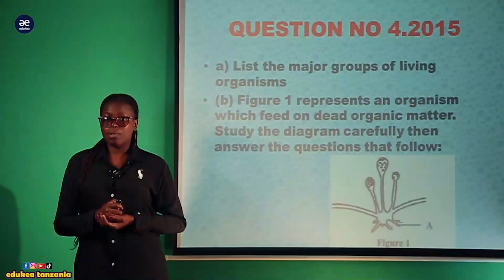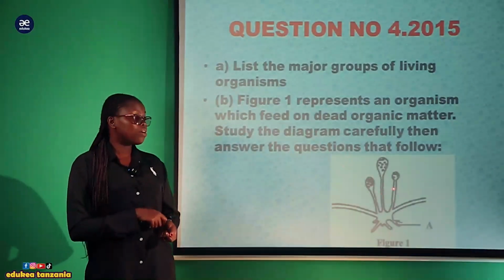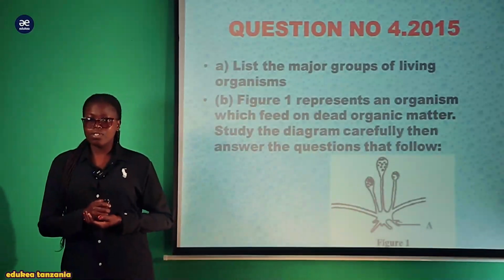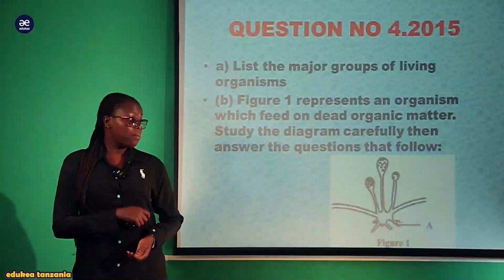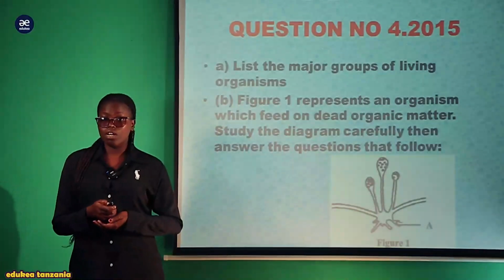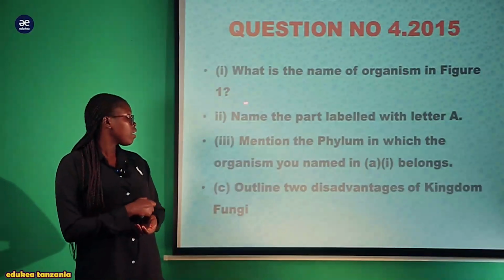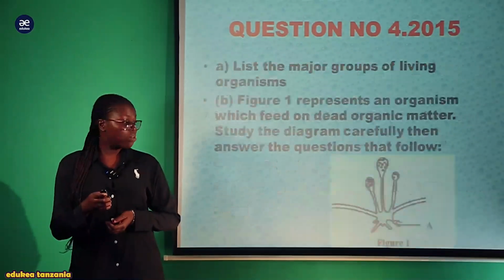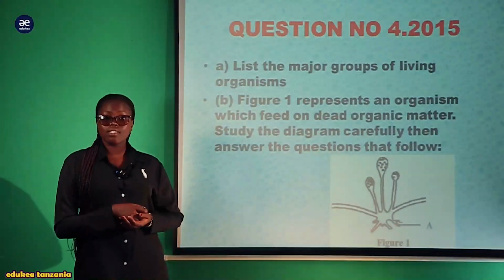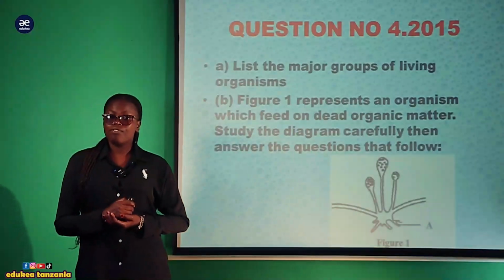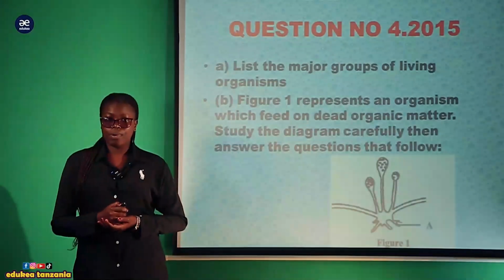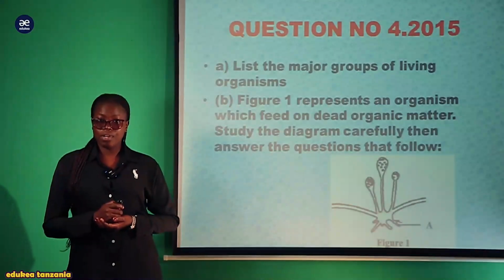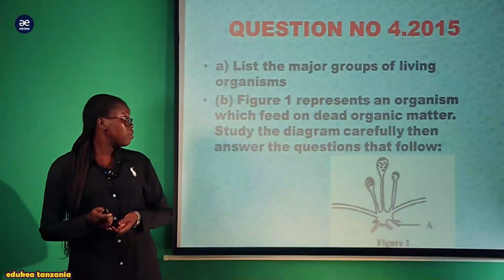The question Roman B here, you are given the figure 1. You are needed to study it carefully, then you answer the question. Let's follow. The first question, you are needed to give the name of the organism that belongs to this kingdom, to this figure 1. What is the name of the organism in figure 1? My lovely form 2 students, these figures, kiangalia katika kingdom fungi ni structure ya rhizopus. Rhizopus tumeisoma au ni bread mold. So this is the structure of the bread mold.